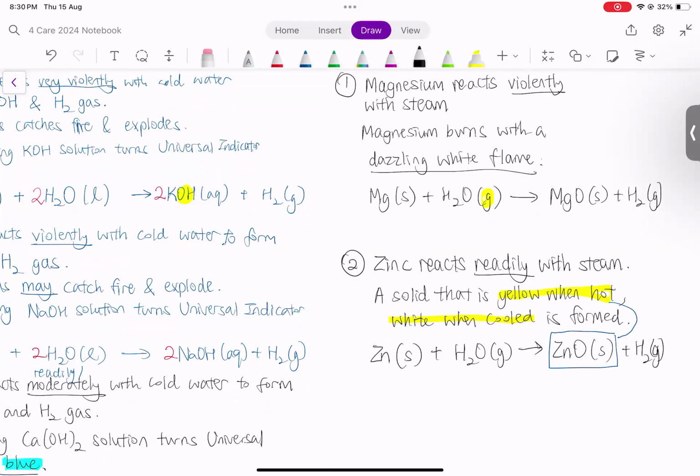And now we shall move to the next member in the reactivity series below zinc. So just below zinc, we have iron. Iron is below zinc. Therefore, iron is less reactive than zinc. So again, we learn there's a hierarchy of adjectives from very violent to readily. So the next one, iron reacts slowly with steam.